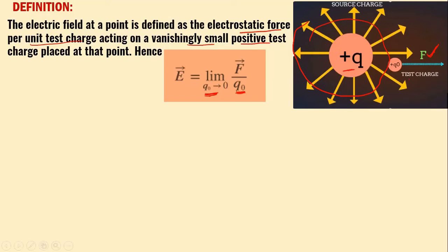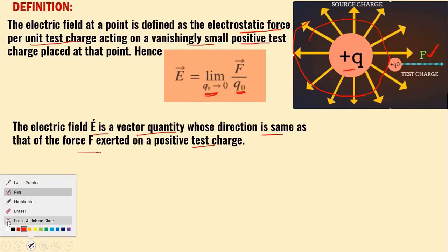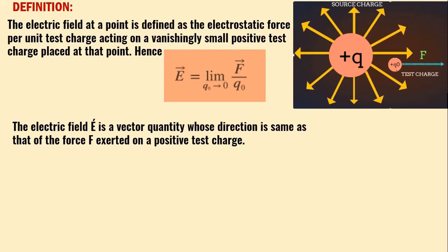Now I will explain why we need a vanishingly small positive test charge, but before that, let's go for the electric field. Here E is a vector quantity. Why? Because its direction is the same as that of the force F experienced by a positive test charge. If a test charge is placed at this point, it will experience a force in this direction. If we place the test charge at this point, it will experience a force in this direction.